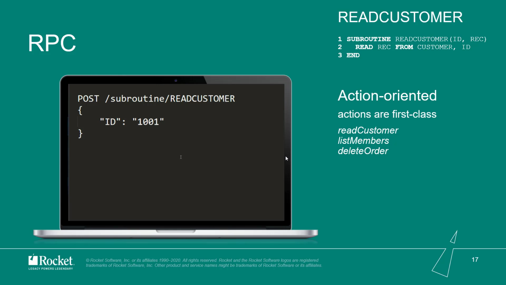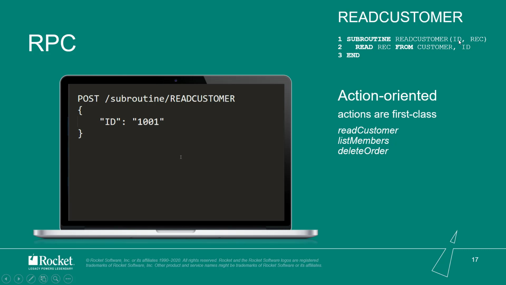An RPC style would look something like this, and you would basically be doing a remote procedure call into some function, some subroutine maybe, on the server itself. So here we've got sending a post request to an endpoint called subroutine read customer. In this example, read customer in pseudo code might look something like this.